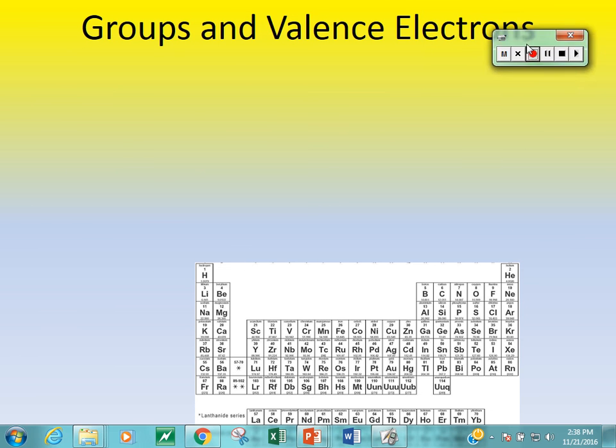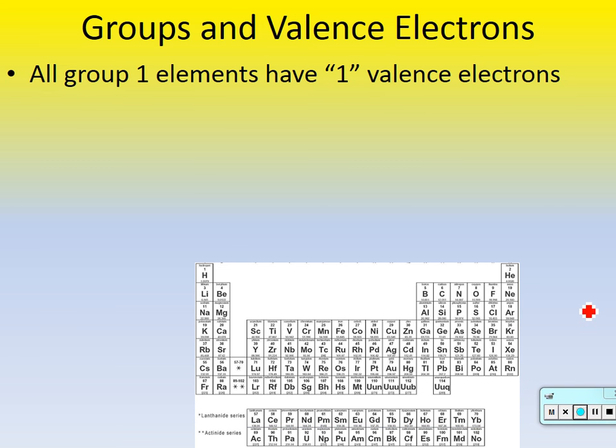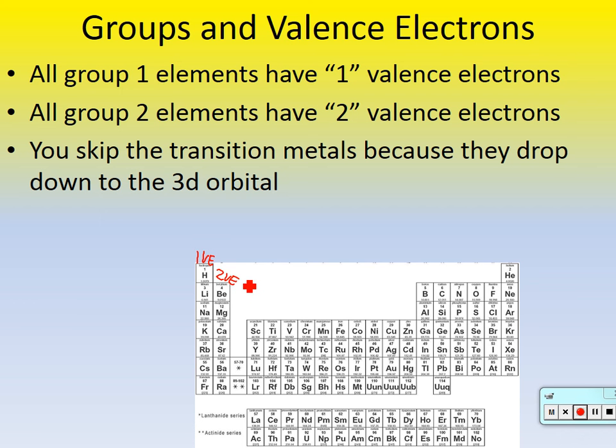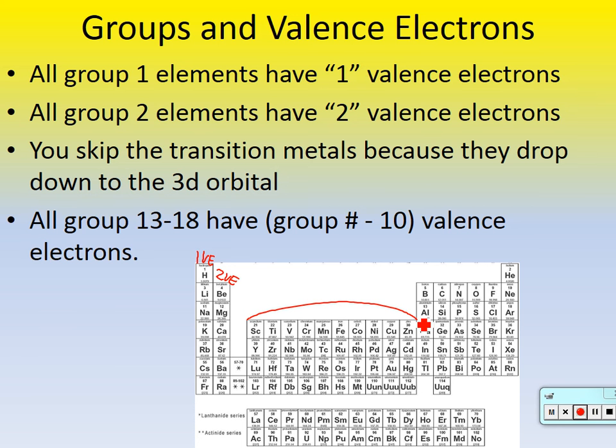Okay, I'm going to end with 2 quick slides here. Let's talk about the group number and valence electrons. Group 1 has 1 valence electron. So all of these guys have 1 valence electron. Group 2 has 2 valence electrons. You skip 3 through 12 because they drop down to a lower energy level anyway. Groups 13 through 18 have the group number minus 10. So this is group number 13. So 13 minus 10 is 3, then 4, 5, 6, 7, and 8. Except for this one, which has 2 valence electrons.